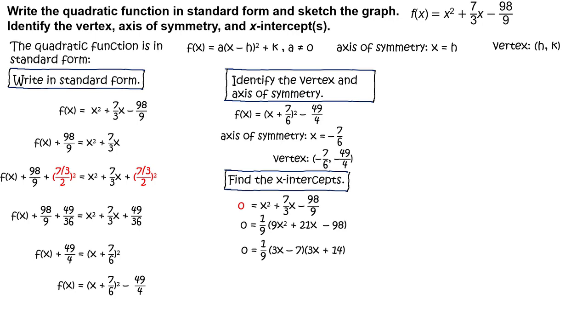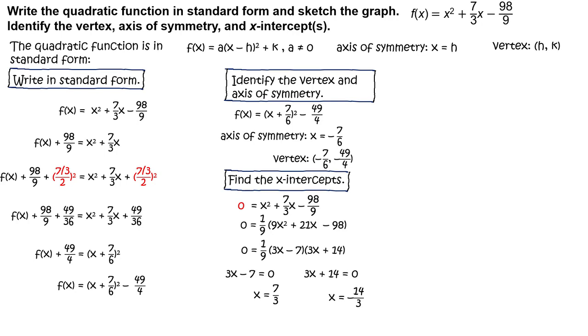Next, factor the expression inside the parentheses. You will get 0 equals 1/9 times the quantity 3x minus 7 times the quantity 3x plus 14. To solve the equation for x, let each factor equal 0 and solve for x. To solve 3x minus 7 equals 0 for x, add 7 to each side of the equation, and then divide each side of the equation by 3 to get x equals 7/3.